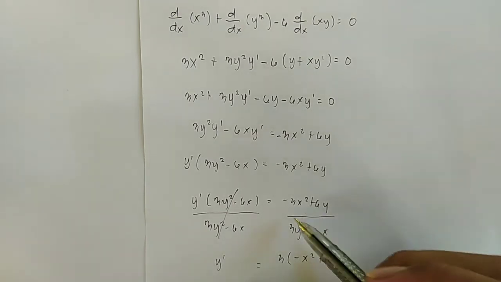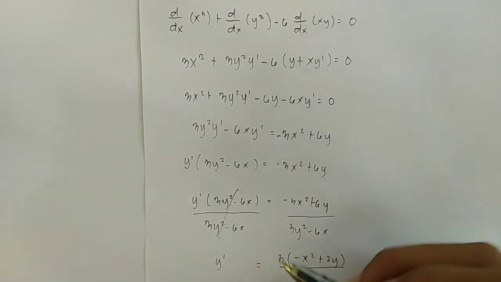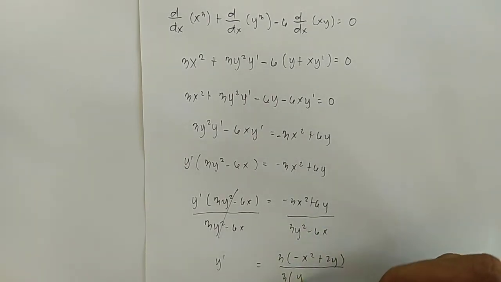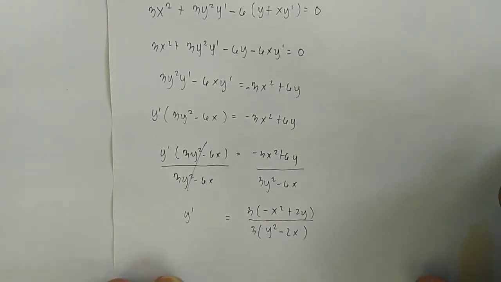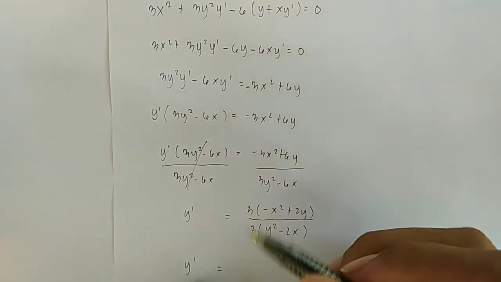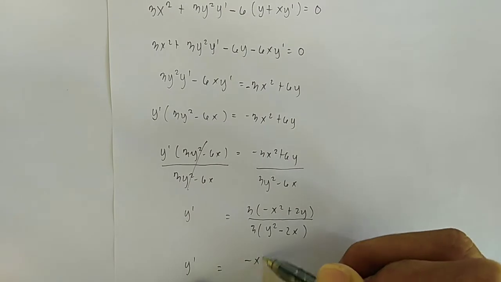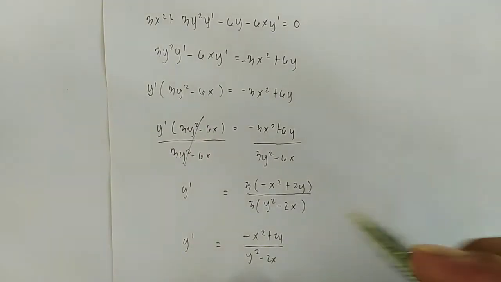So we simply factor out 3, and then here we can also factor out 3 from y squared minus 2x. So therefore, the derivative of the equation will be negative x squared plus 2y all over y squared minus 2x. So where did we get this one?